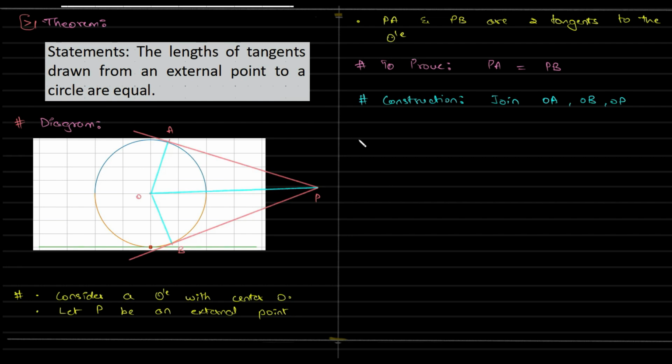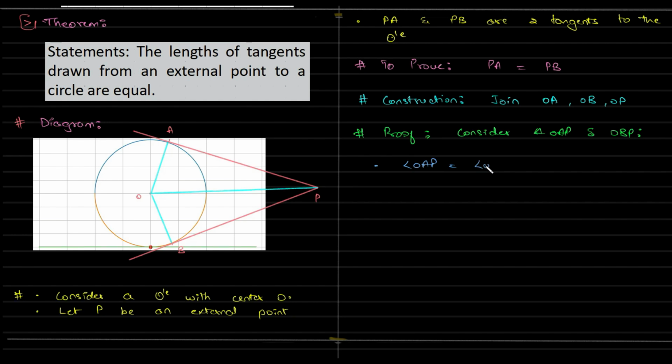So the proof goes like this. Next thing is how we have to prove. What we have to prove, we already discussed. How do we have to prove it? Did you guys figure out? The next clue is consider triangle OAP and OBP. Now, any idea?